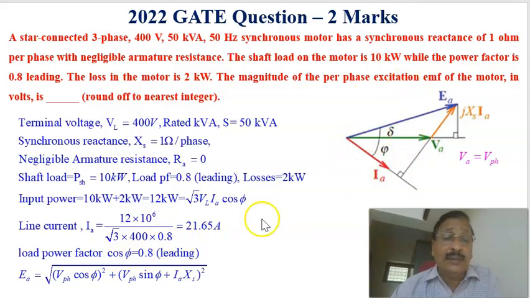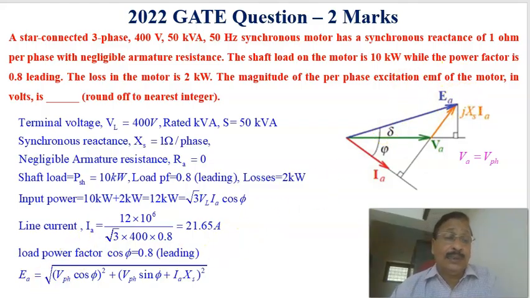Therefore, here you can calculate EA. EA can be calculated from V phase, that is VA. V phase cos phi is the component of V phase along the current, because the drop in IARA is 0. That is why we take V phase cos phi whole squared, plus the perpendicular component, V phase sin phi plus IAXS, whole squared. Then we will get the excitation EMF.